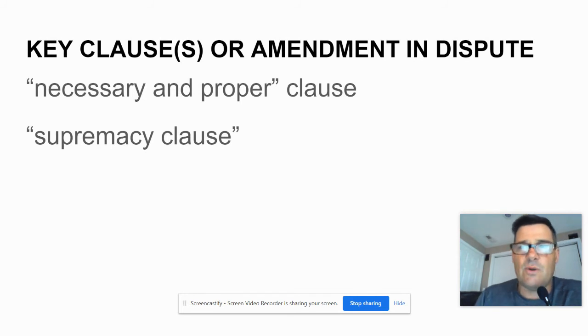All right, key clause or amendment in dispute. There are 2, actually, and they both come from, of course, the Constitution. One comes from Article 1, which is the necessary and proper clause. And the second is from Article 6. Remember, Article 6 supremacy has to do with the supremacy clause. So, the necessary and proper clause and the supremacy clause. Those are the 2 issues here that the Supreme Court is going to be dealing with as they make a decision on McCulloch v. Maryland, 1819.